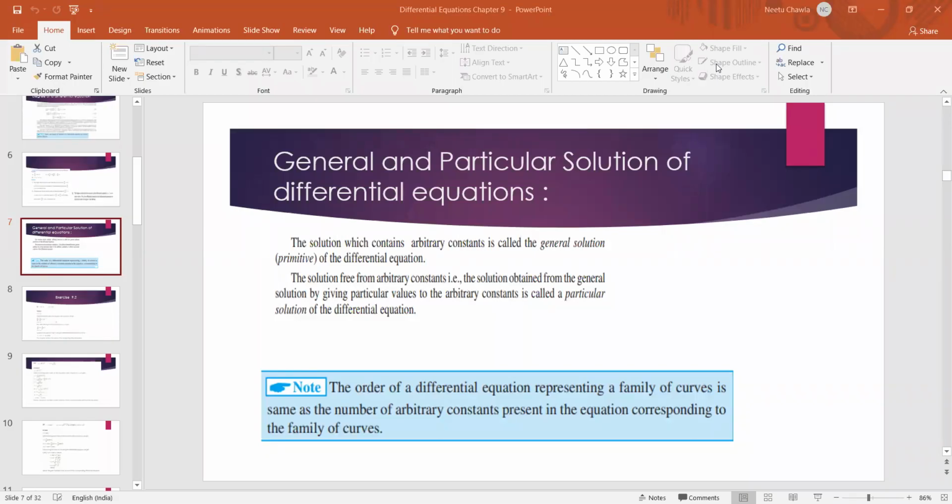So here we are with the second video of chapter 9. In this we are going to find the general and particular solution of a differential equation. How will we know how we'll be finding the general solution?